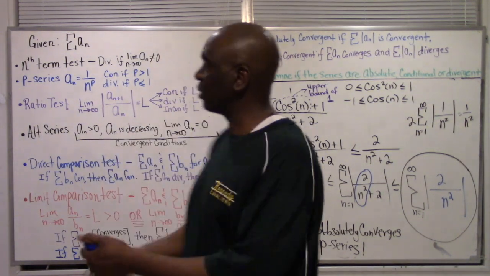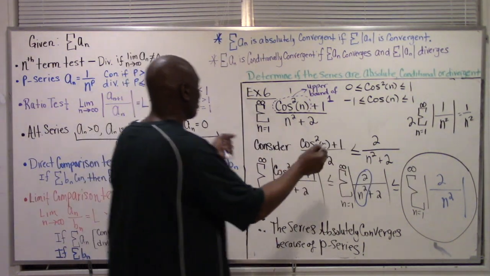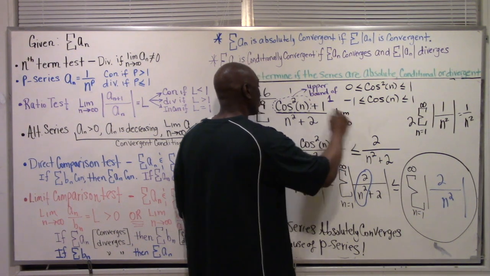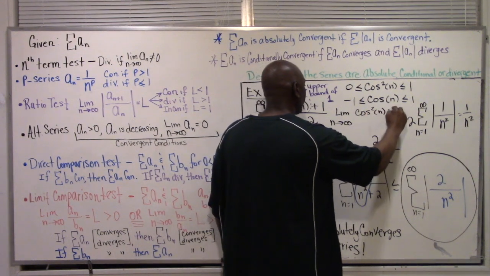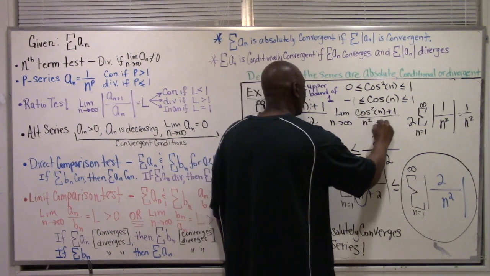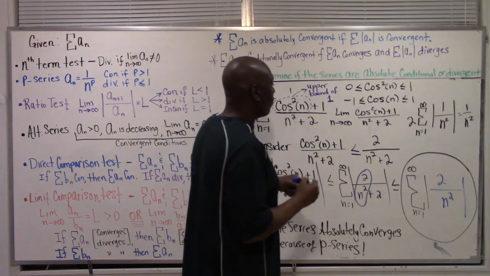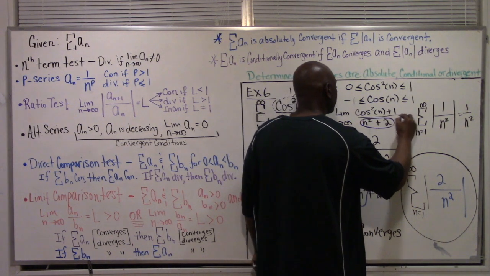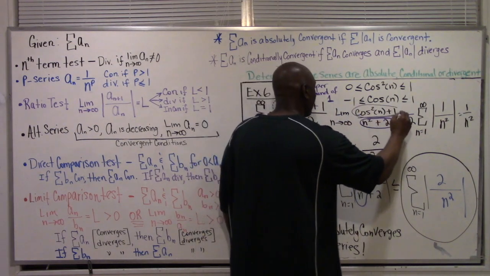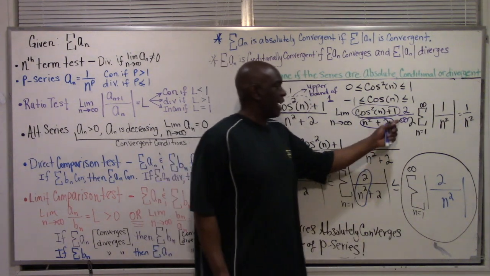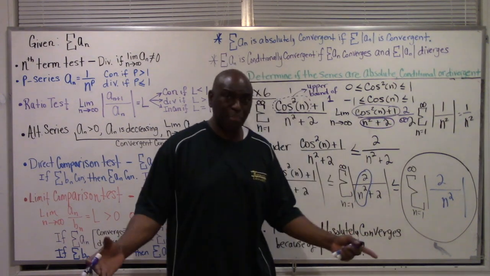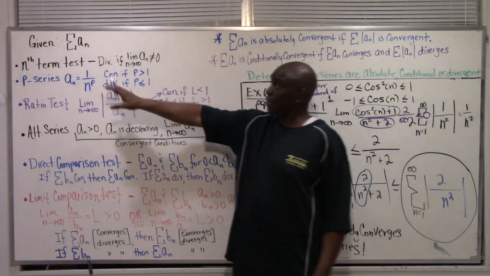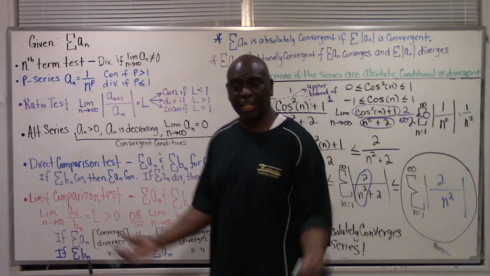So, I jumped into this problem. I really didn't even look at the nth term test for divergence. I'm sorry. Look, the nth term test for divergence simply says the limit as n goes to infinity of the cosine squared of n plus 1 all over n squared plus 2. This right here, that goes to infinity. This right here at most goes to 2. And 2 divided by a very large number, right, is 0. Which means the nth term test for divergence is inconclusive.